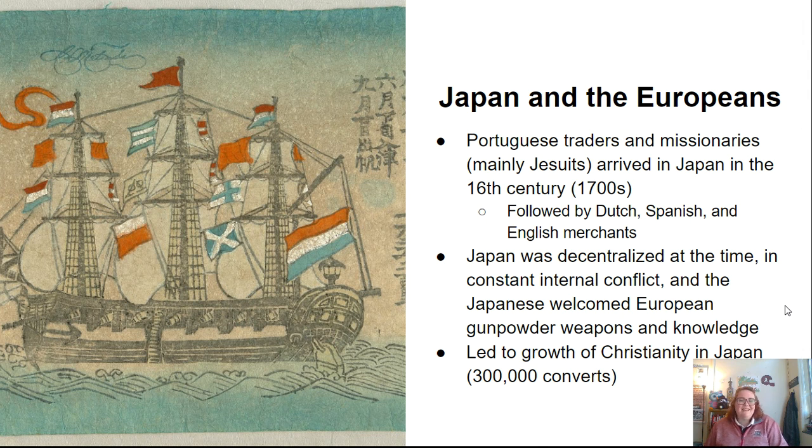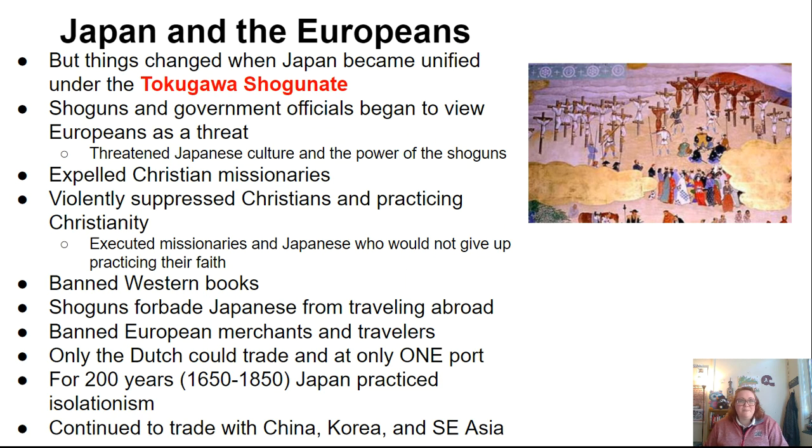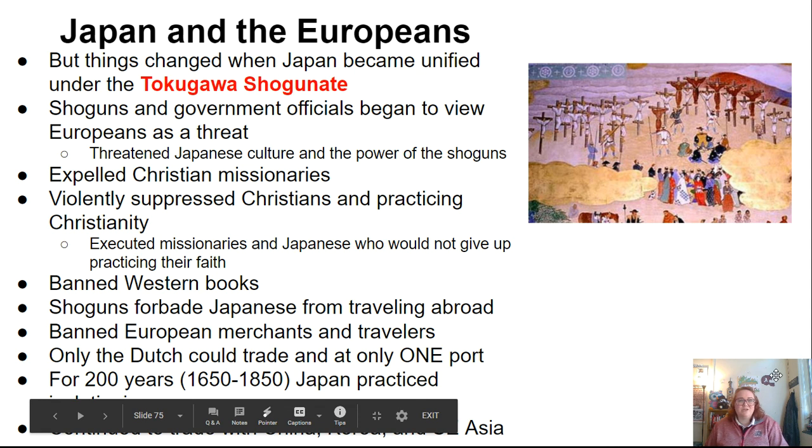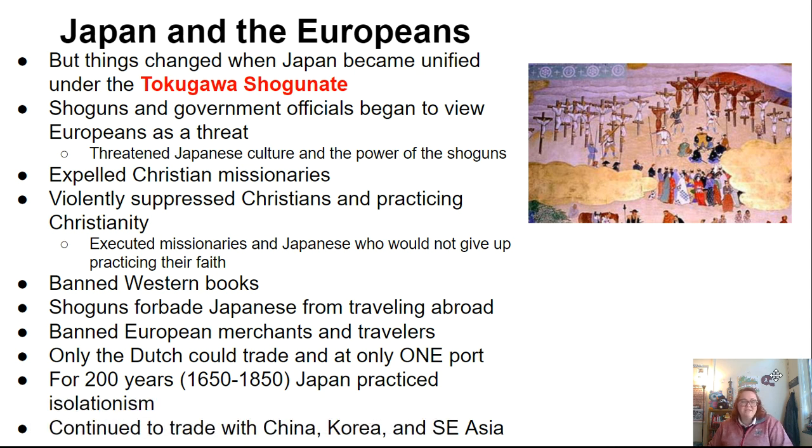So let's talk a little bit about Japan for a second. So the Portuguese traders and missionaries, mainly the Jesuits, arrive in Japan in the 16th century, followed by the Dutch, the Spanish, and the English. Japan at this point was decentralized. They were in constant internal conflict, and the Japanese welcomed European gunpowder with open arms. And this actually led to a growth of Christianity in Japan.